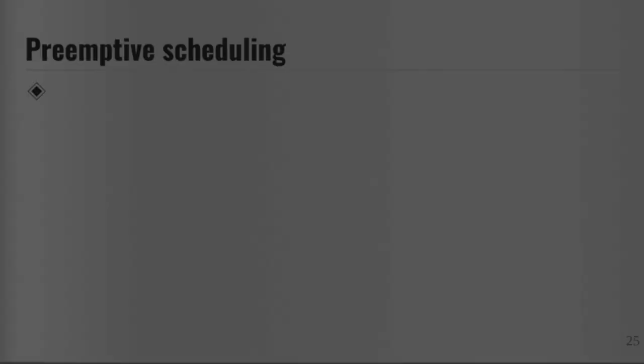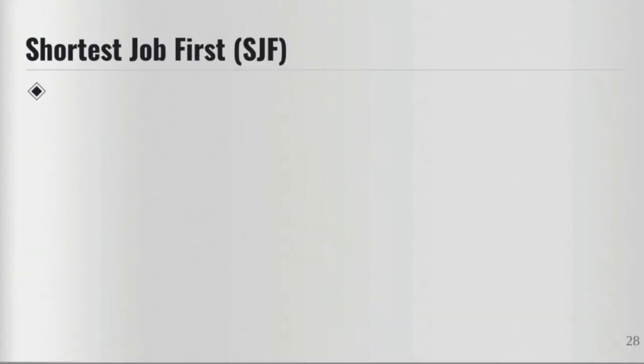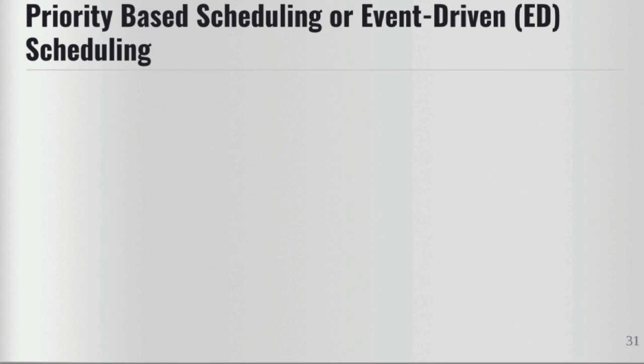We have preemptive, non-preemptive, first come, first serve, shortest job first, round robin, shortest remaining time next, and priority based scheduling or event driven scheduling. So we will discuss all of these one by one.